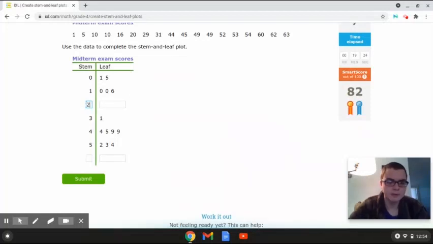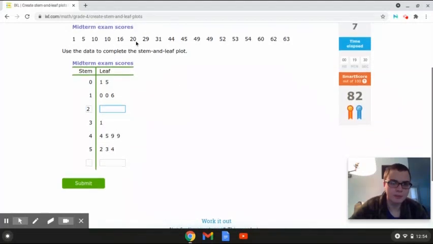Okay, so we have to figure out this table. So that's going to be for the 20. So we're going to plug in 2 for the stem, and if we look up here at the midterm exam scores, we're given only 2 numbers to fill in for this category. So it's going to be 0, and this will become 20. And we're going to plug in 9 for here, and this will become 29. So that's this table done. The next 3 are done for us. So these are the digits that fall within the 3, the 4, and the 5.